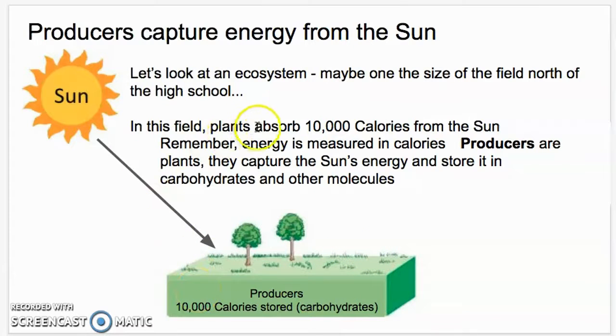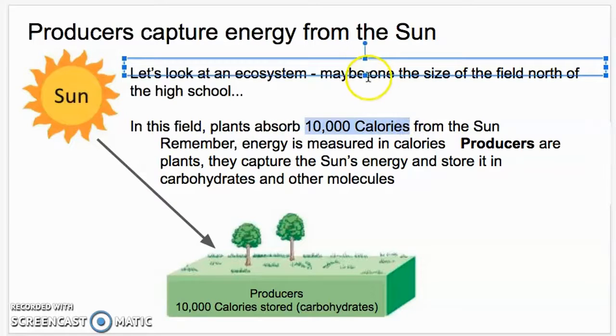And in this field, we're going to say that plants absorb 10,000 calories from the sun. Remember, calories is just a way to measure energy. Producers are plants, and they capture the sun's energy, and they store it in carbohydrates and other molecules. So we have the sun. These producers, the plants, have stored 10,000 calories as carbohydrates in their body.